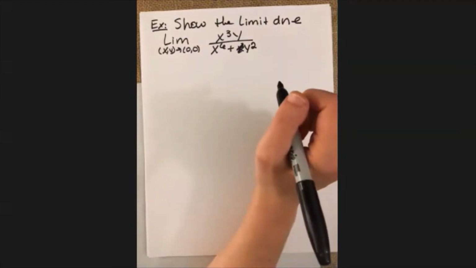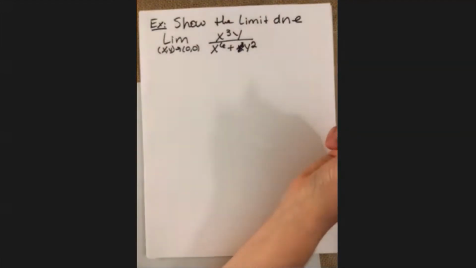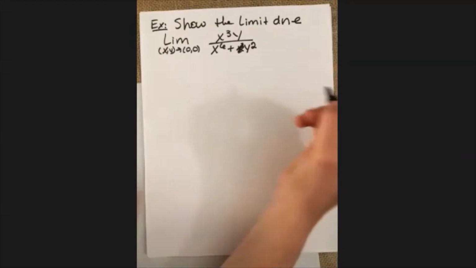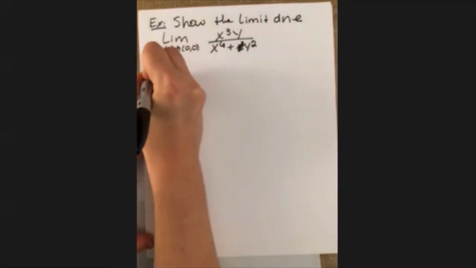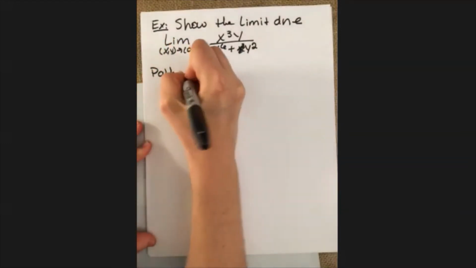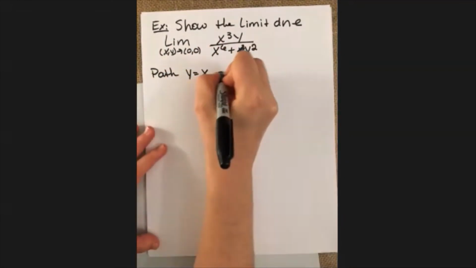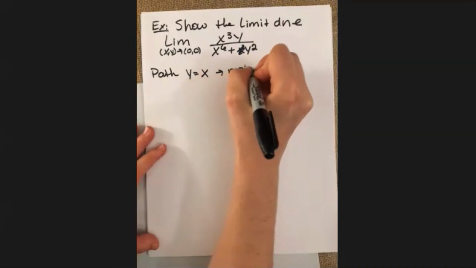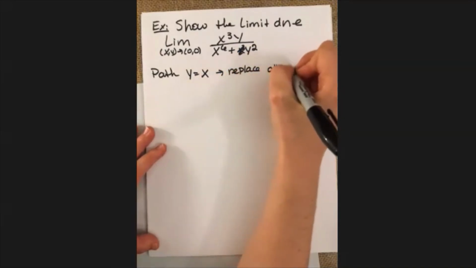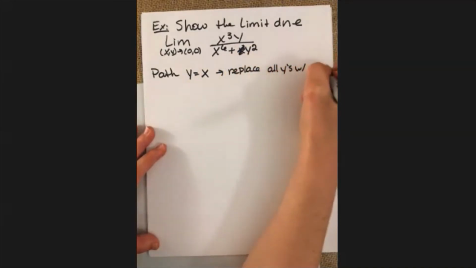And the way that we're going to check that is by testing along 2 different directions for the limit. So we're going to test with the path y equal to x, okay? And what this means is that we replace all the y's with x's.